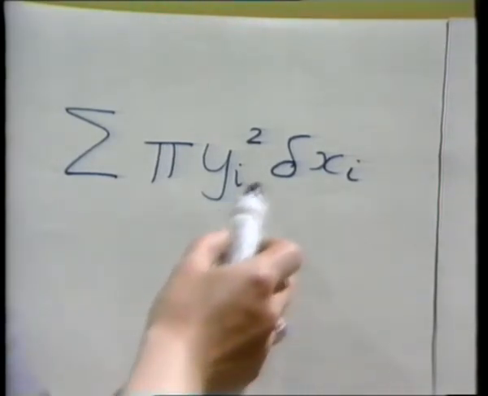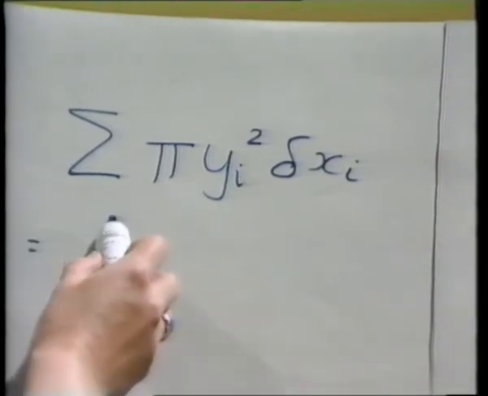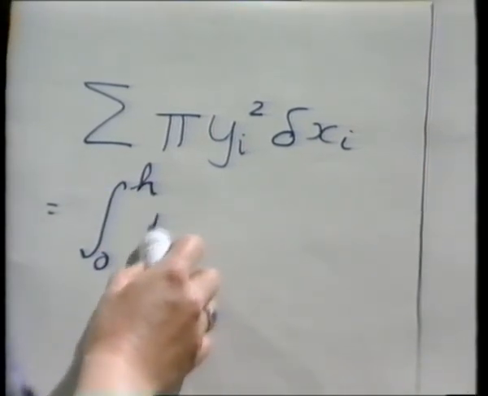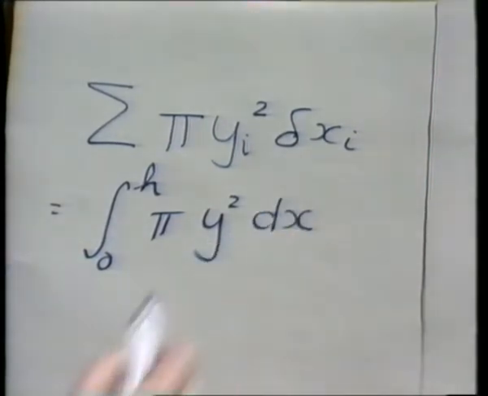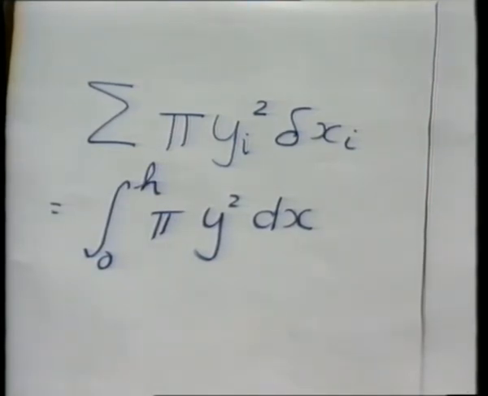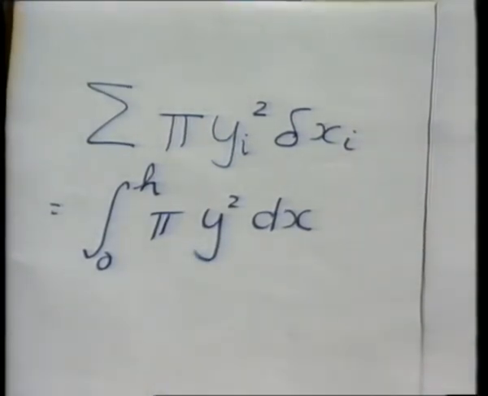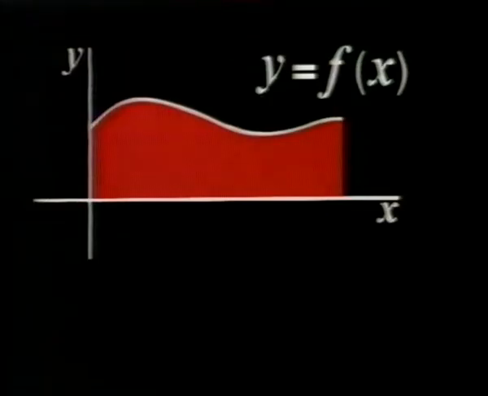Now, taking the limit as delta x_i tends to 0 gives an integral which we can write as the integral from 0 to h of pi y squared dx. If you look at this integral for the volume, the surprising thing is that we haven't used the fact that we're dealing with a cone. That will come in when we write this y squared in terms of something involving x. All that we've used so far is the fact that the cone has circular cross-section.